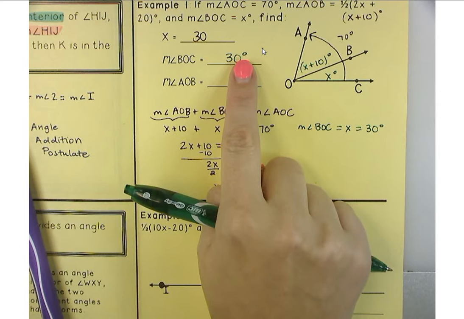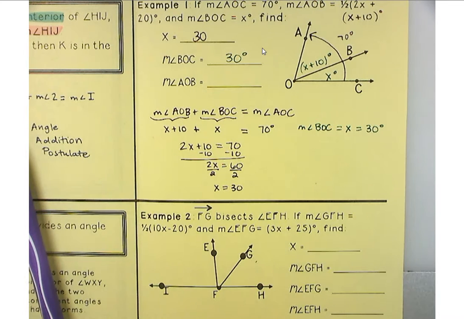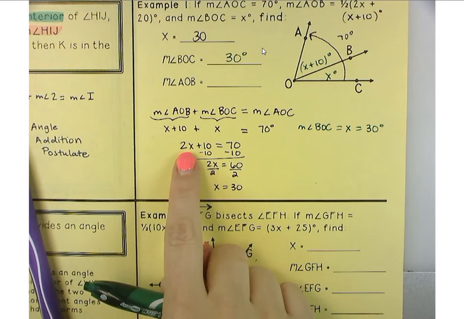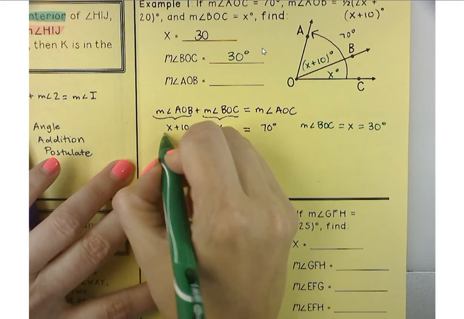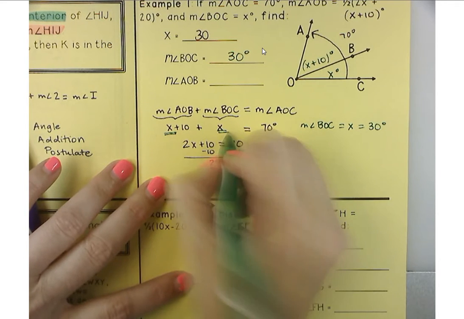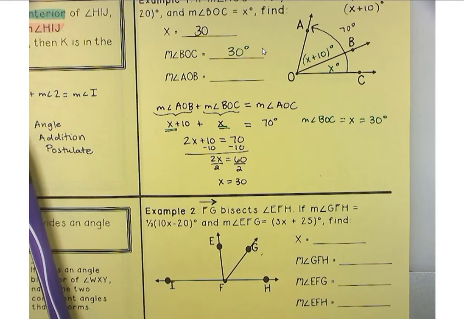Yeah, Grace? I'm just confused. Where did you get the 2? Right here for the 2x. Yep, so what I did is I combined my like terms. So you have one x here and then 1x there. So that'll make your 2x. Thanks for asking. Do you guys have other questions for me up to this point?